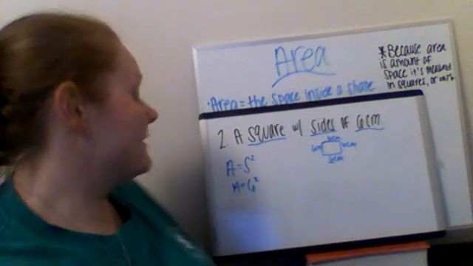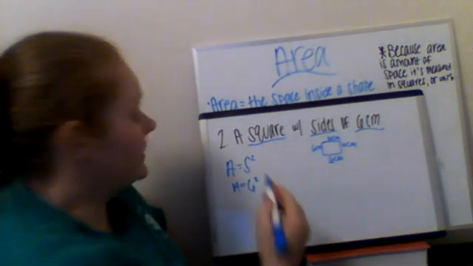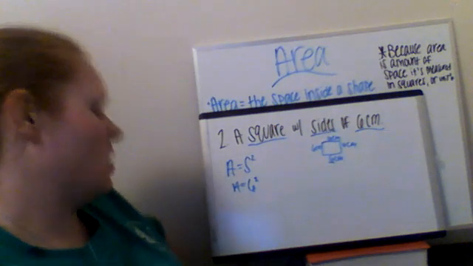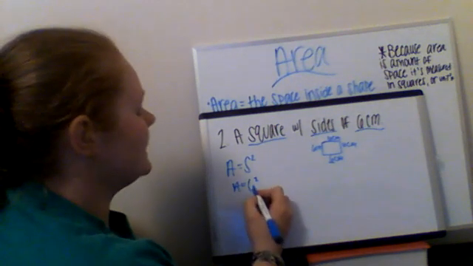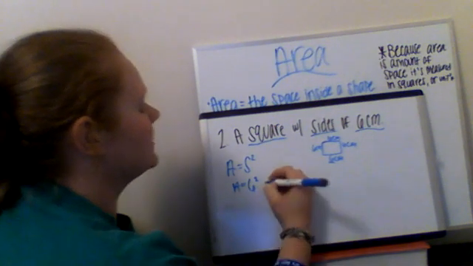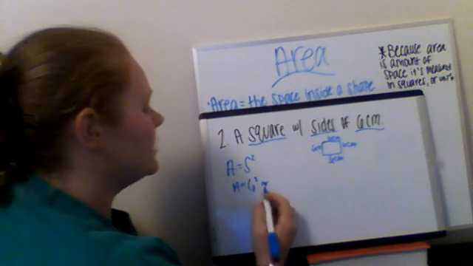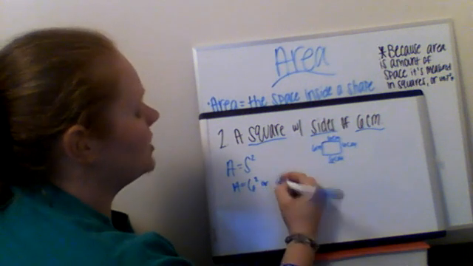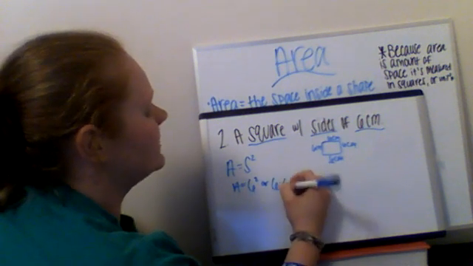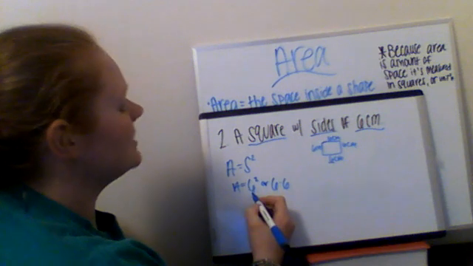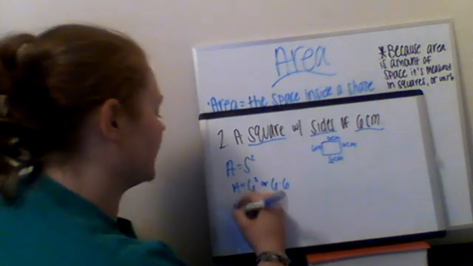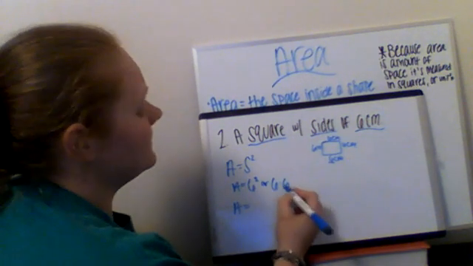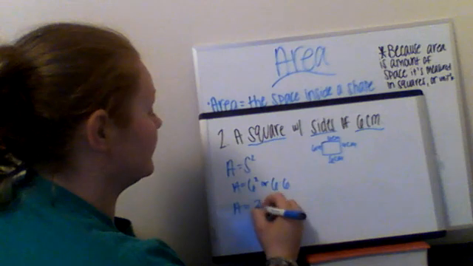If you look, you might be wondering what this means, 6 squared. All this means is you're taking 6 and you're multiplying it by itself. So I'm going to keep it as 6 squared, or I'm going to write it out as 6 times 6. You're just multiplying the number by itself. I know 6 times 6 is 36.